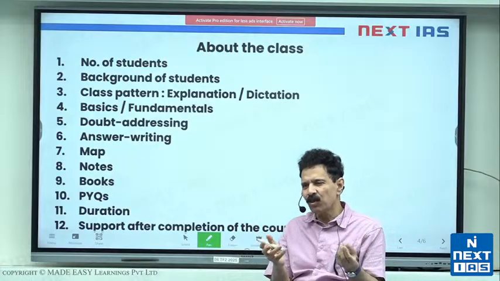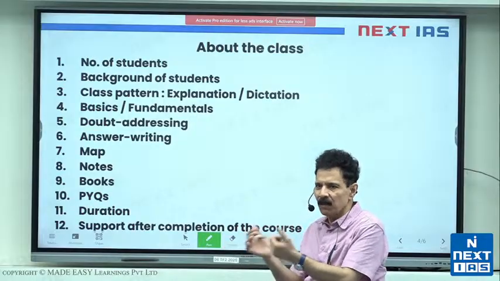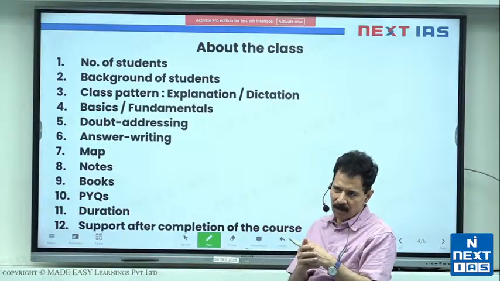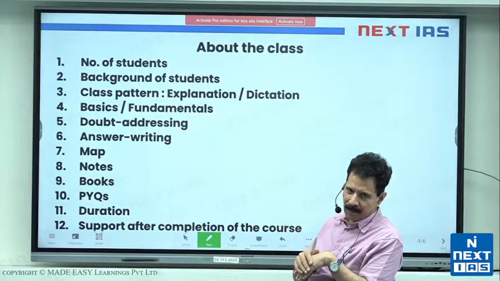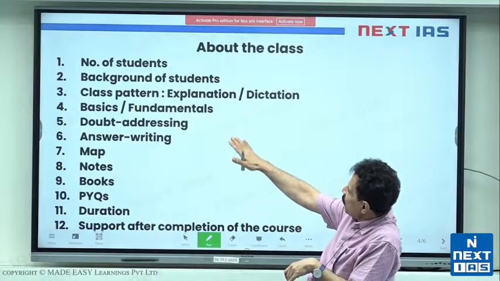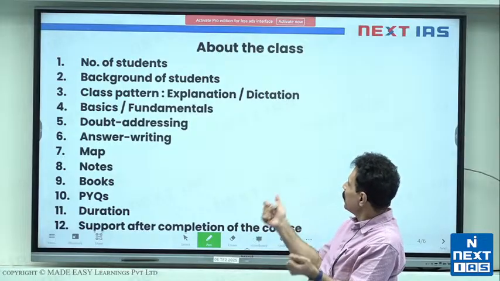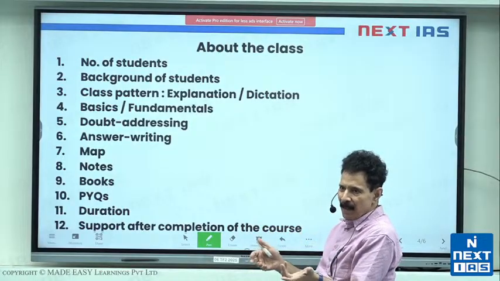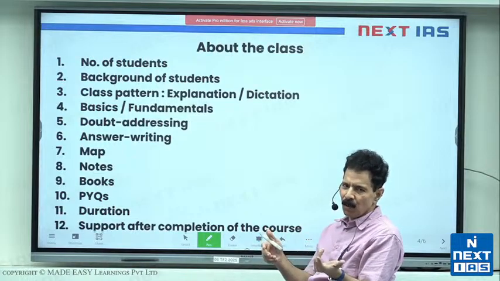Some are engineers, mostly engineers nowadays I find. Some doctors, some from management background, some commerce background. So this is the background. I think very clear. Third is the class pattern. What is the class pattern? Is it explanation or dictation, or in what way I teach and all.